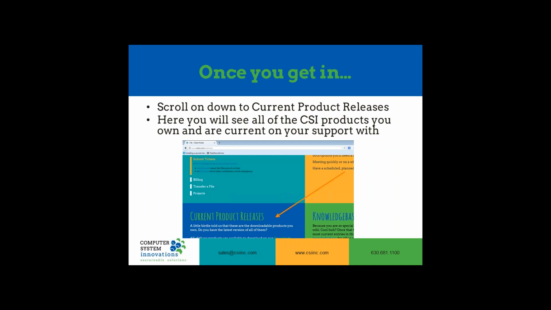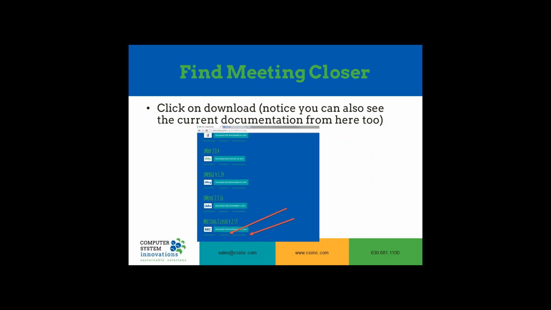Once you get logged in, you're going to scroll down to our current product releases, and there you're going to see all of the products you own. If you are missing a product, then you probably have forgotten to pay your software update fee. We're happy to take that as a credit card over the phone. Just give us a ring. Once you click on current releases, you will see Meeting Closer, and you will see the latest release.